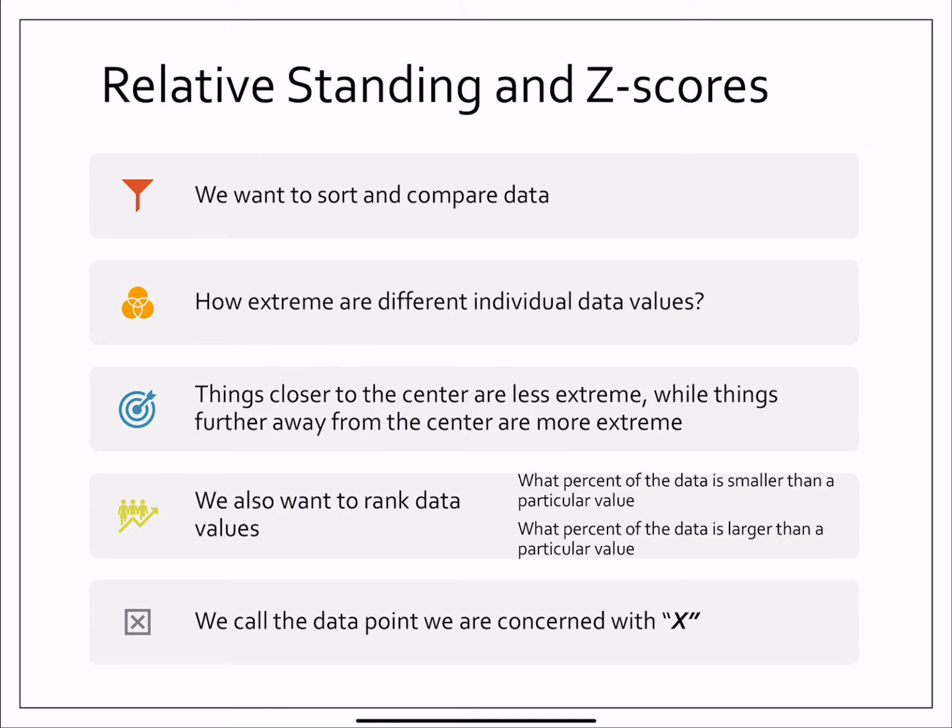So for example, let's say we were looking at Chanel's height, right? Or something like that. Chanel's height is X. We've collected everyone's height, but we're in particular concerned with Chanel's height. Her height becomes X.